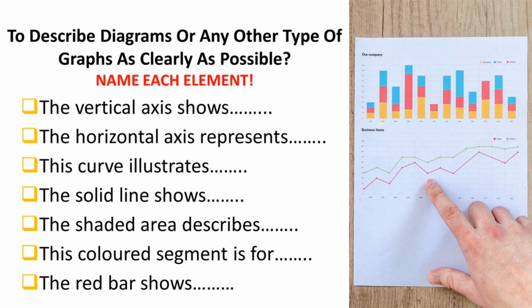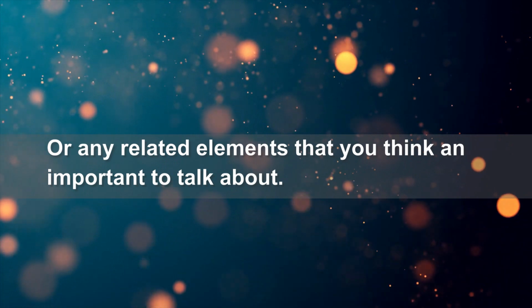The horizontal axis represents 3. This curve illustrates 4. The solid line shows 5. The shaded area describes 6. This colored segment is 4, 7. The red bar or any related elements that you think are important to talk about.